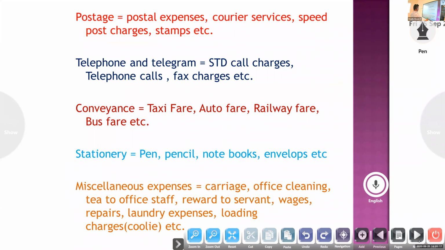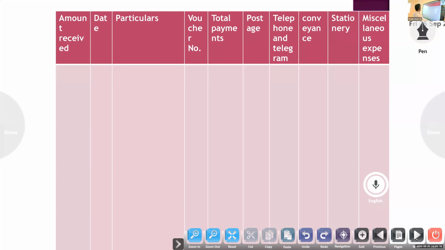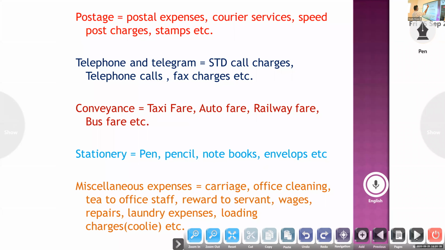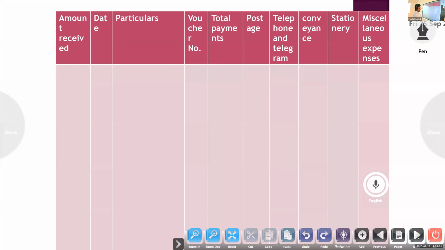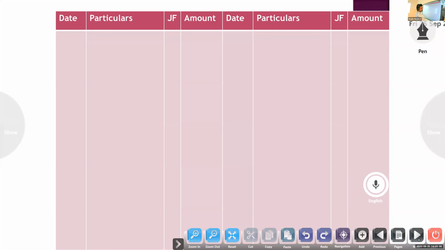Next, the columns: total payment, amount received, date, particulars, and the column headings are postage, telephone, conveyance, stationery, miscellaneous. Postage includes postal expense, courier charges, speed post, stamp. Telephone includes STD call, telephone call, fax charges. Conveyance includes taxi fare, auto fare, railway fare, bus fare. Stationery includes pen, pencil, notebook, envelopes. Miscellaneous is anything other than the other heads. If you don't know an item, write it in miscellaneous, because there is no specific rule for preparing the petty cash book.